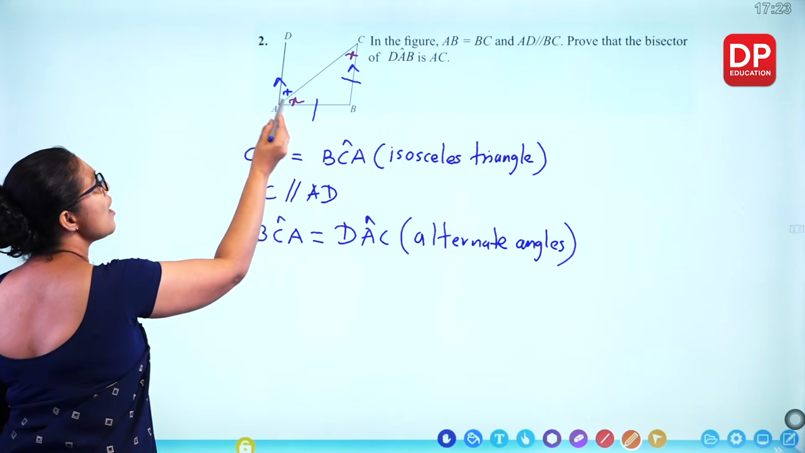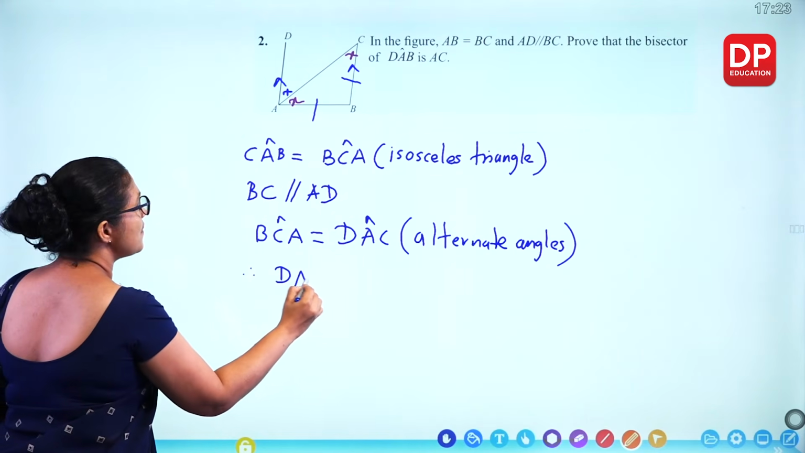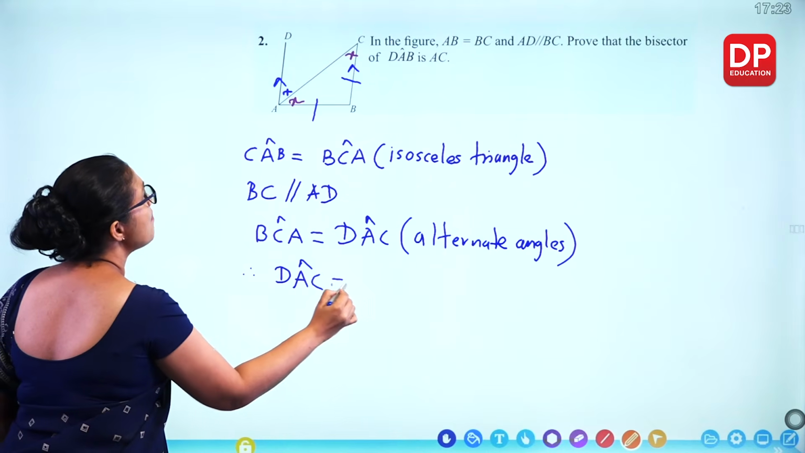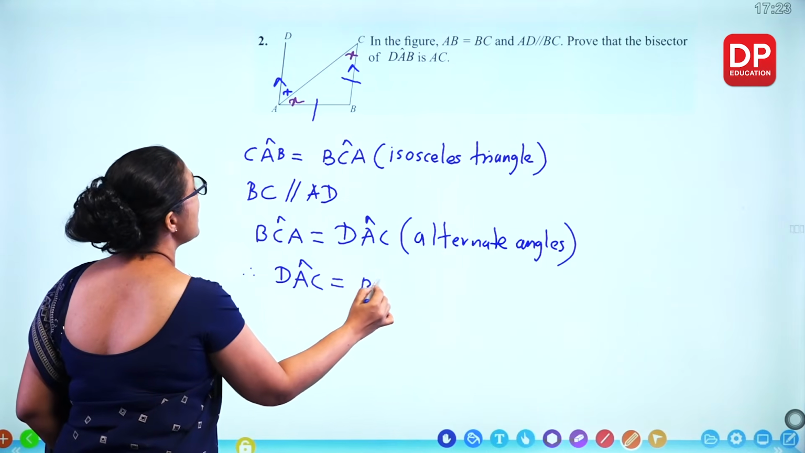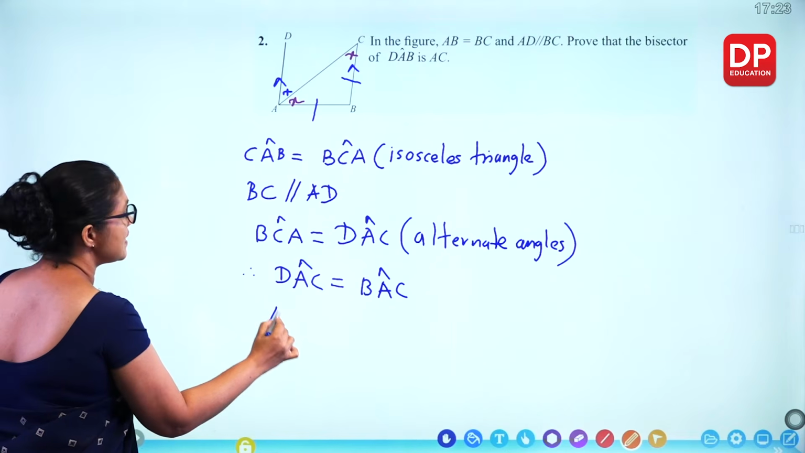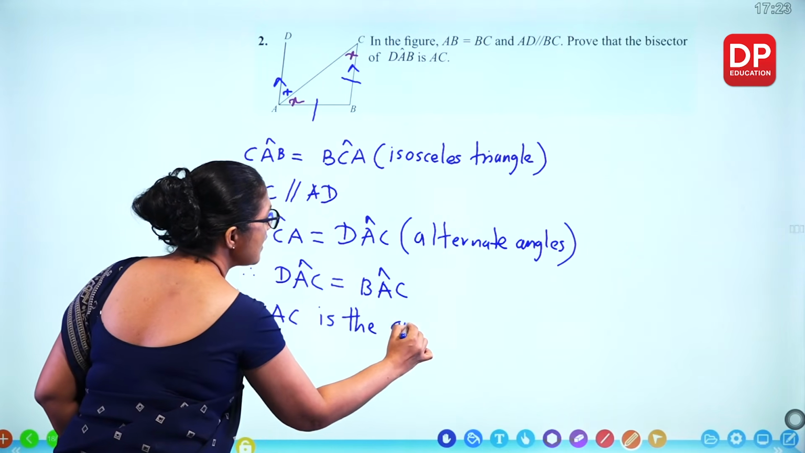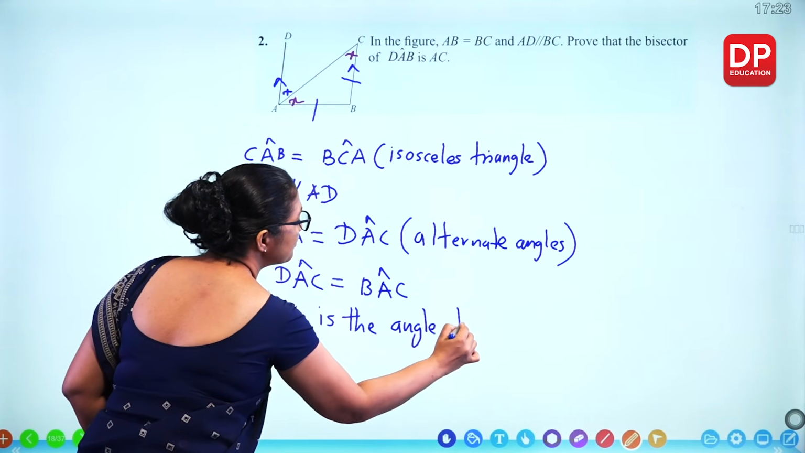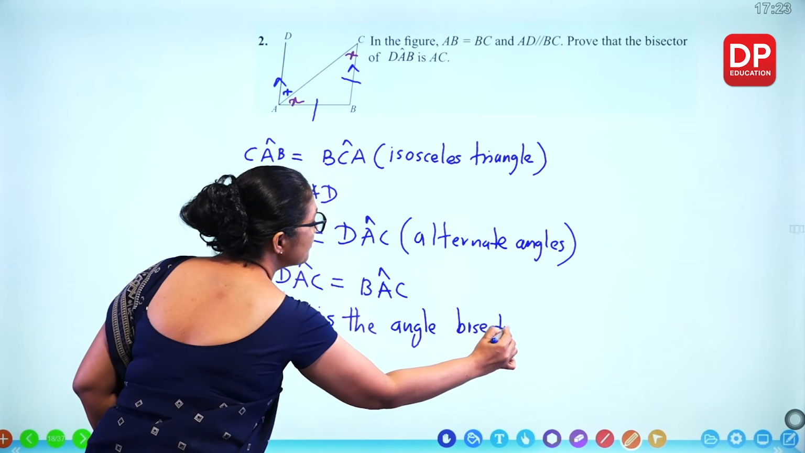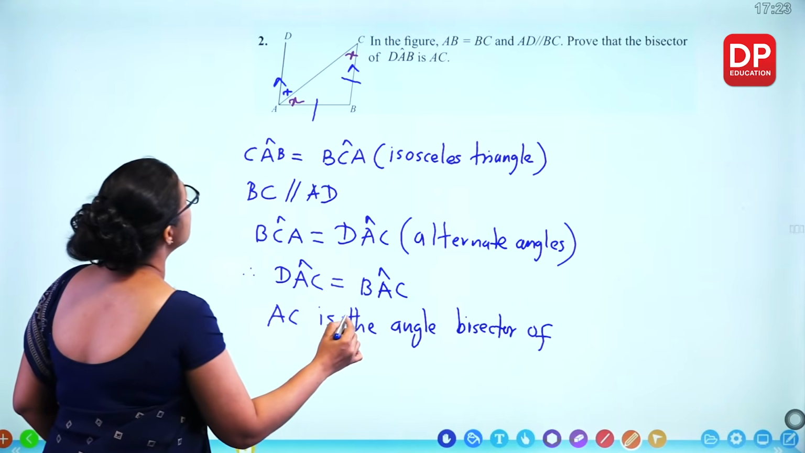So what can you say? Now we found out. Therefore, angle DAC is the same as angle BAC. So that means AC is the angle bisector of DAB.